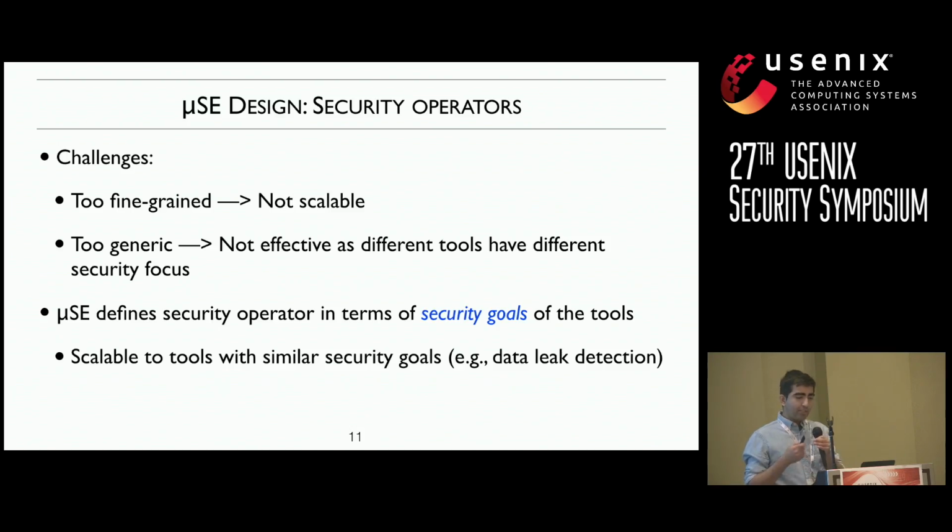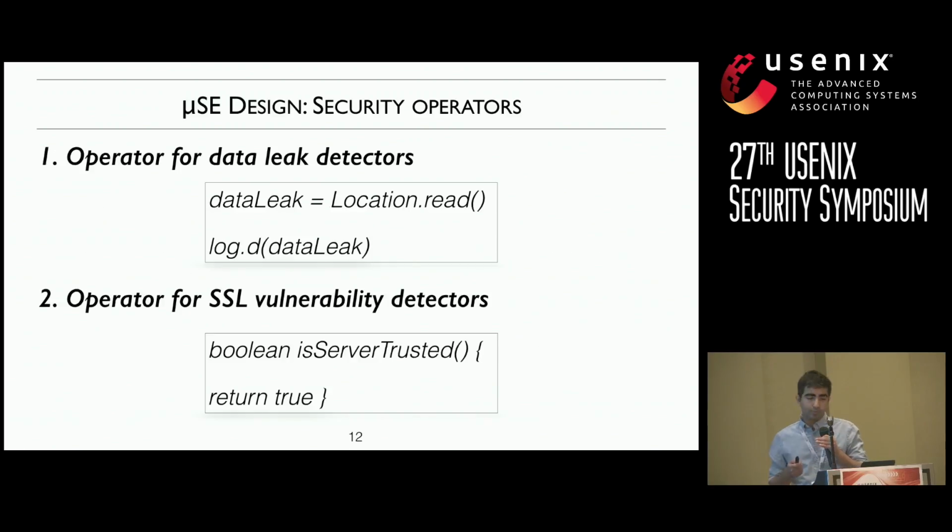Here are a couple of examples of operators for different types of tools. The first one is for data leak detection tools, where we extract private user data and leak it in the form of a log. So tools that are made to detect data leaks should be able to detect such a simple instance of a leak. Similarly, the second example is for tools that detect SSL issues. Here we modify the isServerTrusted method to always return true. So the trust manager simply trusts all the certificates. These are just two of the many examples of operators that we can use with Muse.